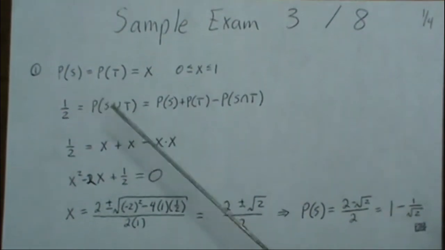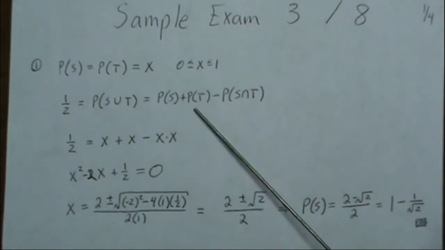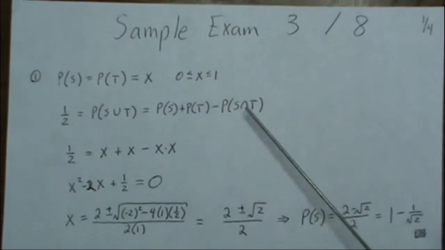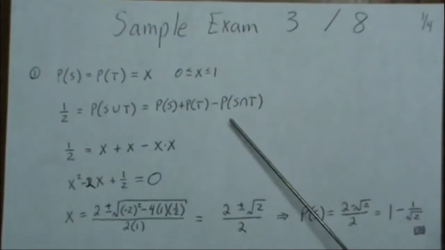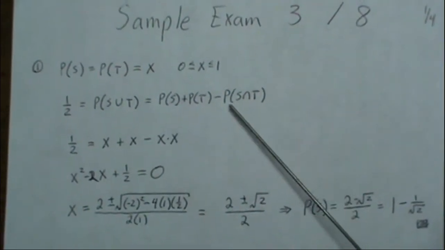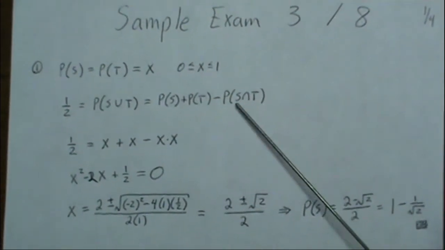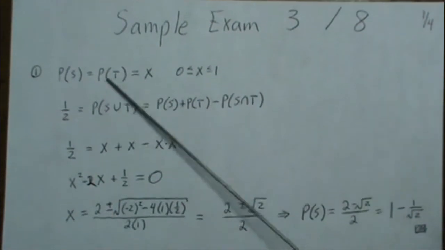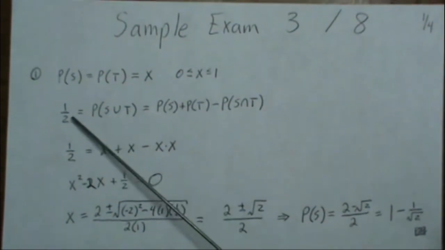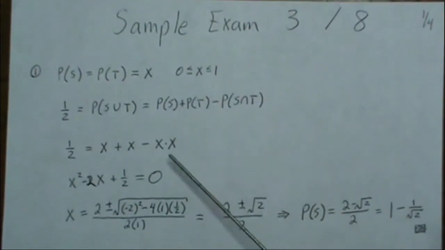They're independent, and so the union is the probability of S plus the probability of T minus the probability of their intersection. Since they're independent, this is just the product of the probability of S times the probability of T. But let's put X in here to make it simpler. So we have 1/2, we have X, X, and then X times X.